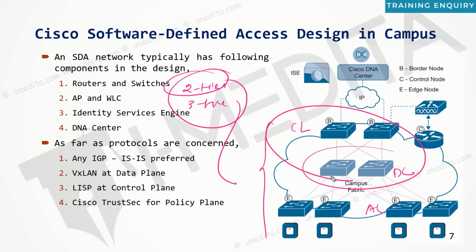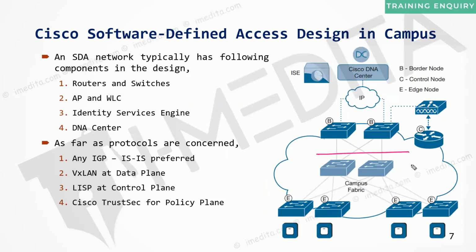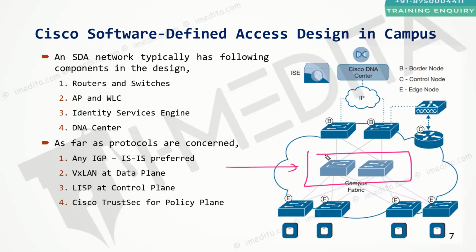That means in the distribution layer we can use any type of switch, any vendor like Huawei, as long as they support routing. Not an L2 switch, an L3 switch is required.